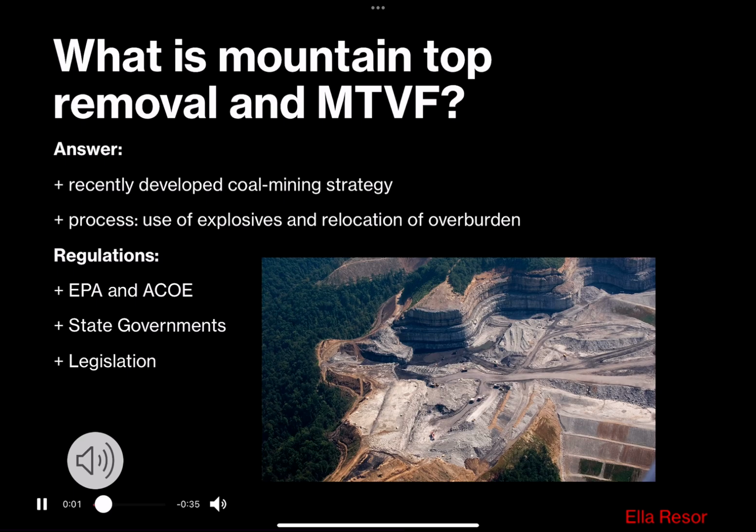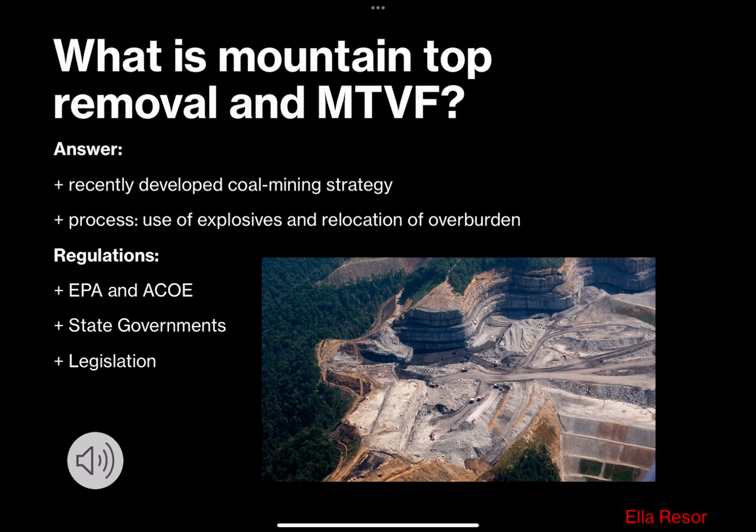What is mountaintop removal and MTVF? MTVF stands for mountaintop mining with valley fill operations. It's a recently developed coal mining strategy that involves the use of explosives to expose seams of coal and the relocation of excess rock or overburden to neighboring valleys.